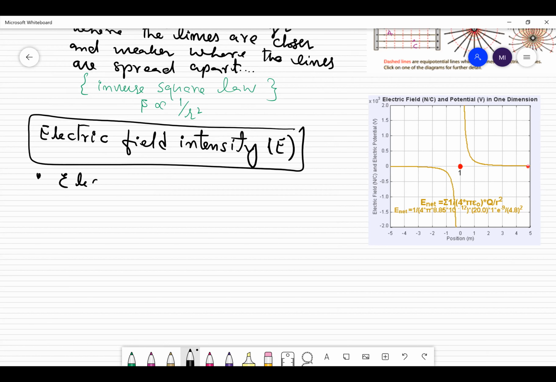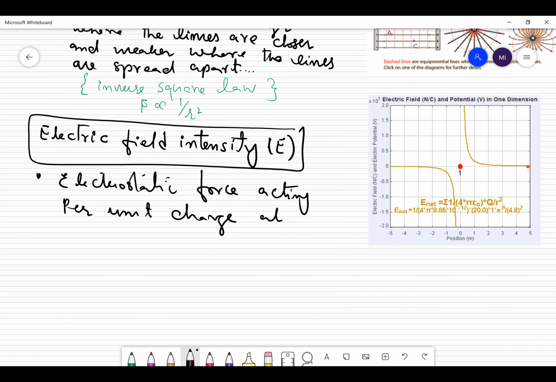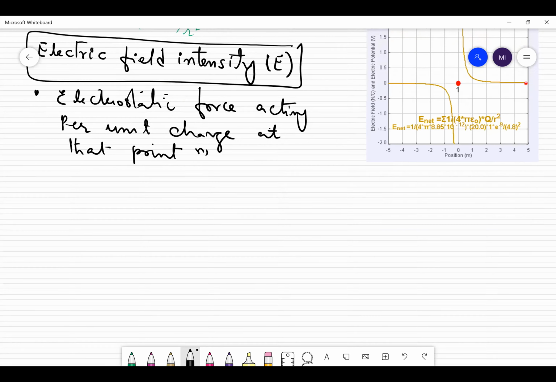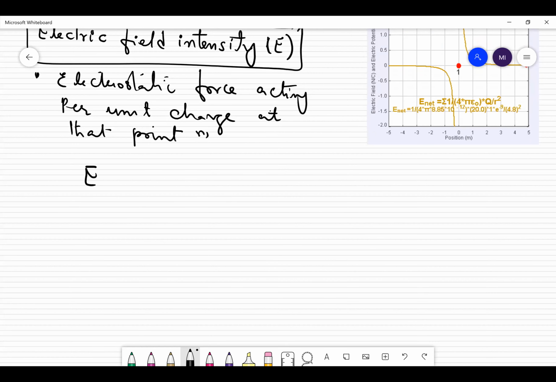What? The electrostatic force acting per unit positive charge, or per unit charge, at that point. So mathematically, we can write the electric field intensity as the electrostatic force acting per unit test charge due to a source charge, right? This is equation number 1.